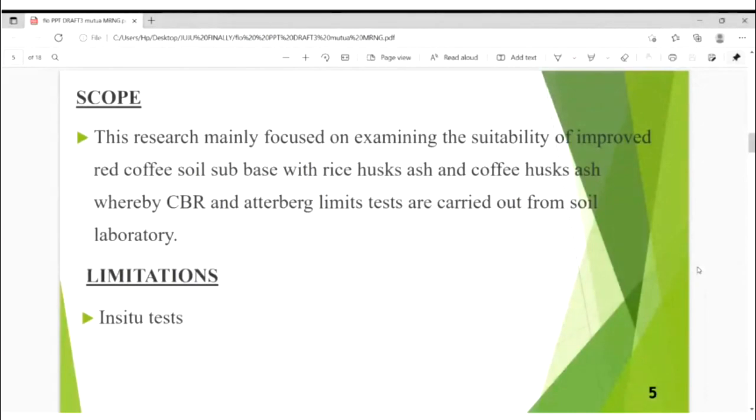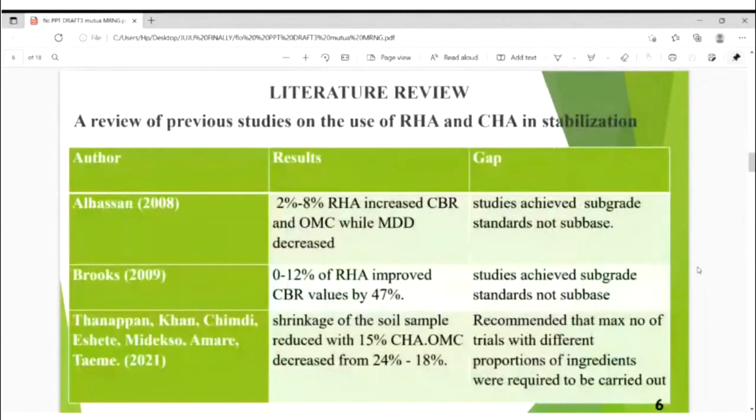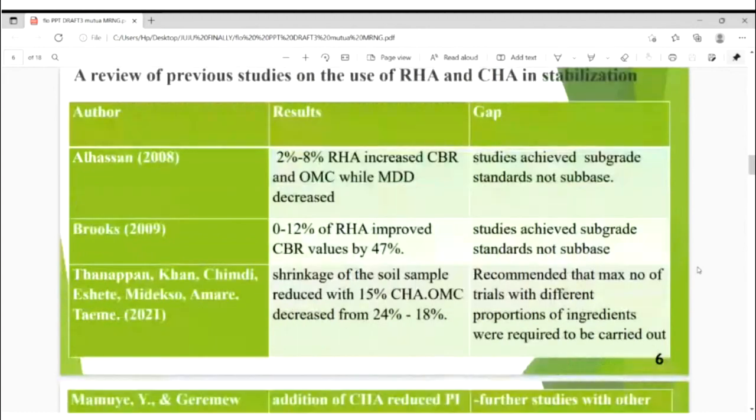Literature review: a review of previous studies. The first review was according to Al Hassan, where 2% to 8% rice husk ash was used and the study achieved sub-grade. We also go to Brooks, where the study achieved sub-base 2. And to Thapan, where the OMC decreased from 24% to 18%.